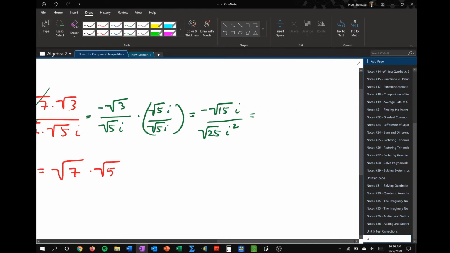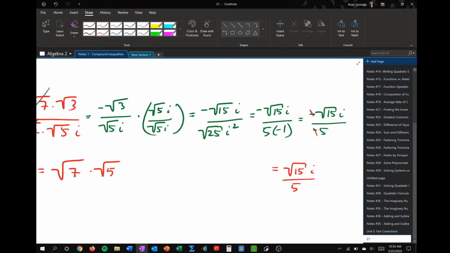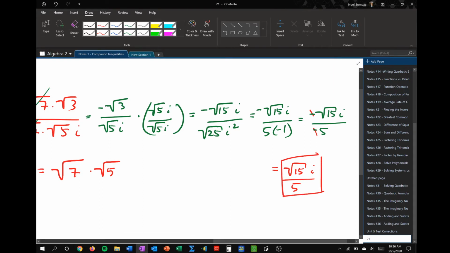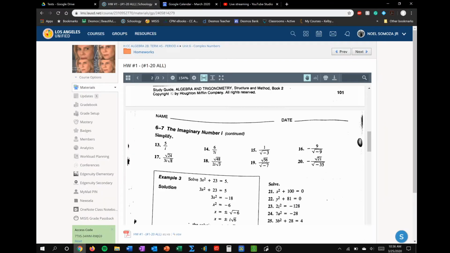So now, let's clean up. I got negative square root of 15i all over, well, square root of 25 is 5, and then i squared is negative 1. So now we end up with negative square root of 15i all over negative 5, okay? At the very least, I can cancel out the negatives on the outsides. So that leaves us with the square root of 15i all over 5, okay? So I'm not sure if that's the answer that they give. Okay, let me double check. Number 20.